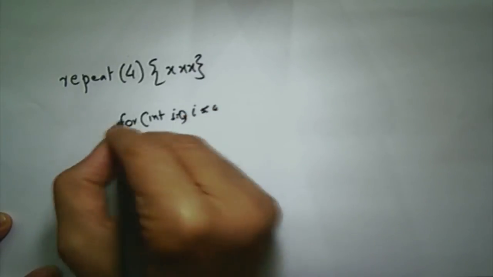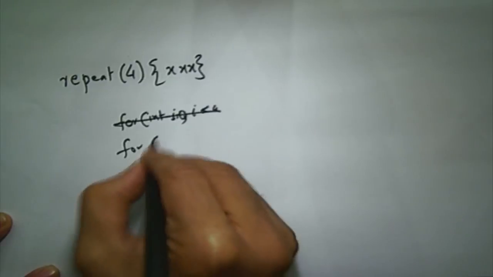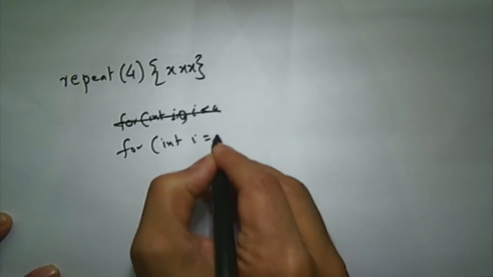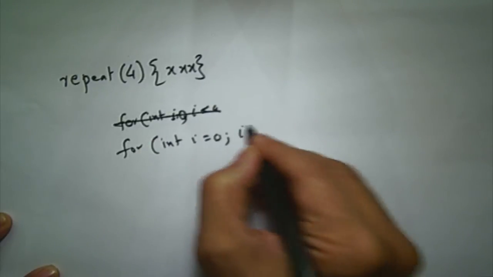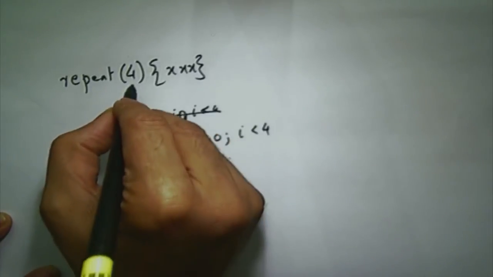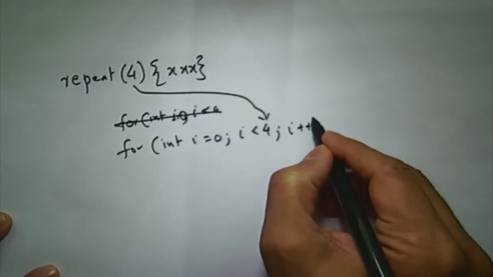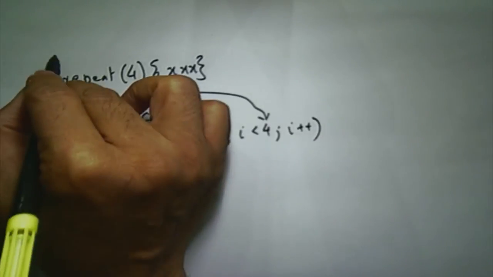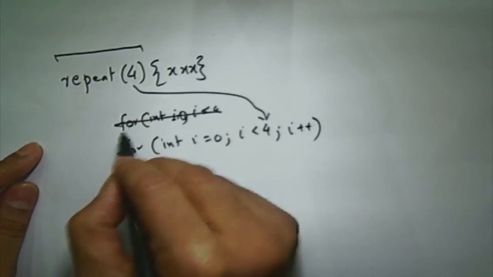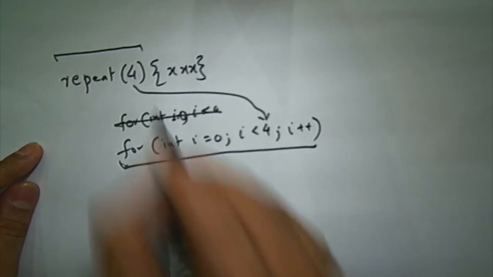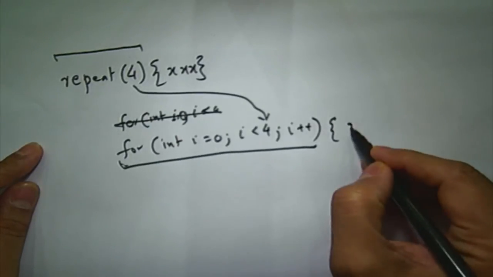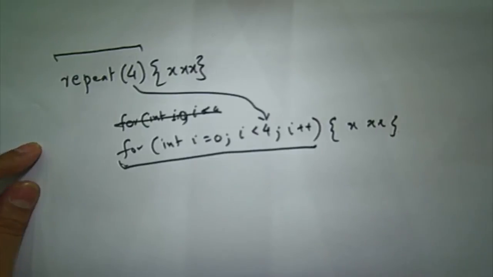Int i equal to 0. Let me just write it again. For int i equals 0, i less than 4. So this 4 is the one that comes over here, i++. So this repeat part gets translated into this portion. And this part just gets put over here. Was that your question? Yeah, that is okay, sir. Okay. Right. Thank you, sir.